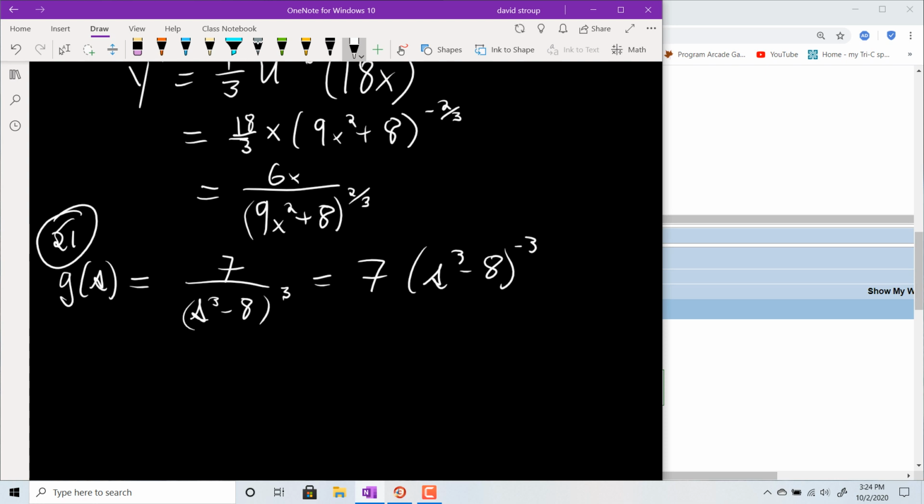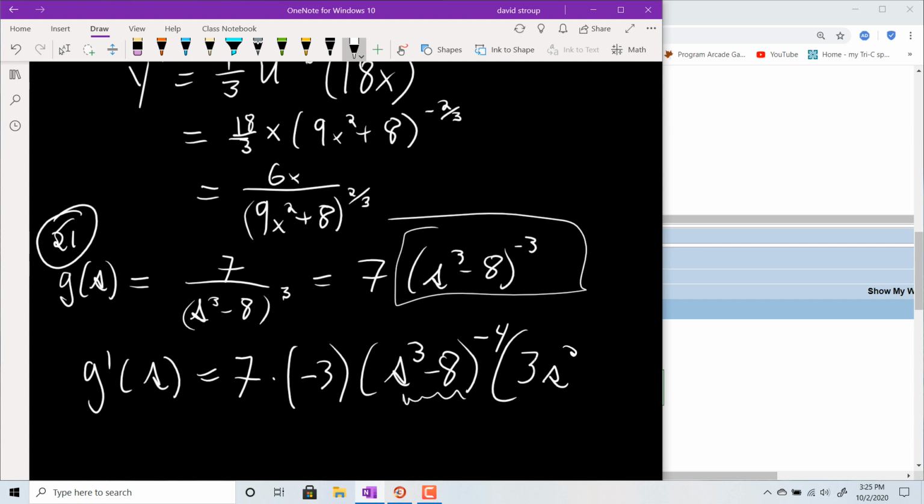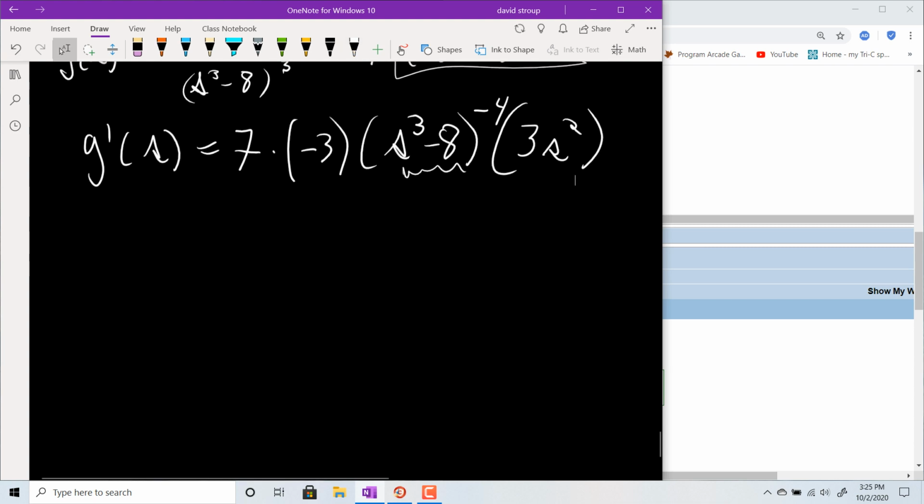And I'm going to do it the other way that I kind of taught you. So first the constant multiple rule, leave the 7 alone, and then times the derivative of this thing. Okay? So you take the derivative of just the outside part, so you bring down the -3, and then you leave the insides alone, and then -3 minus 1 is -4, and then take the derivative of the guts and tack that on, so it would be 3s squared.